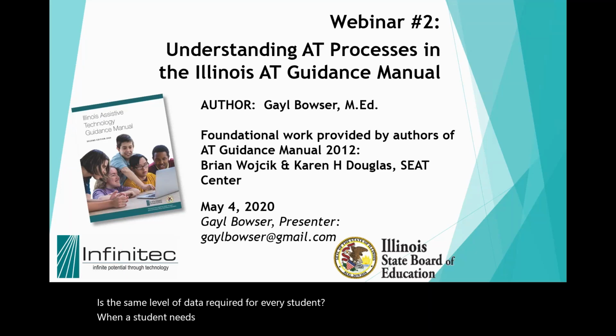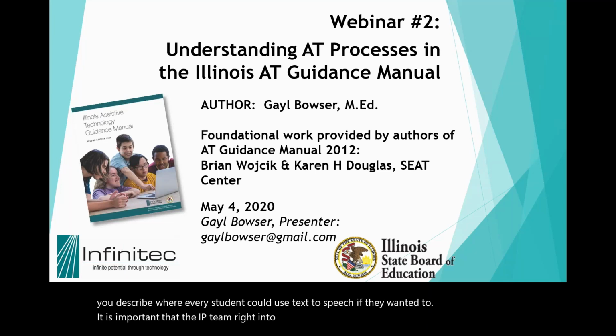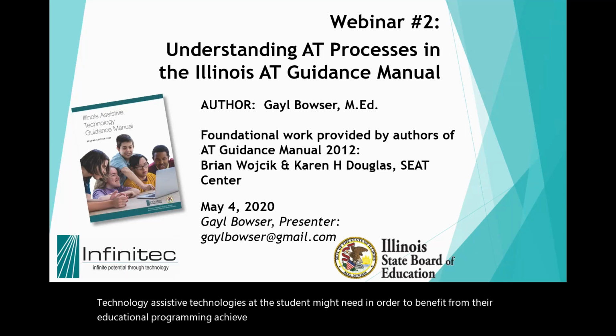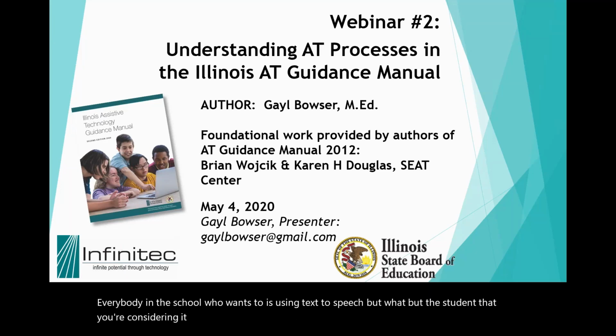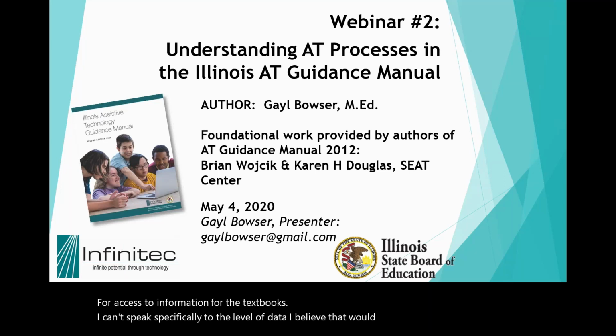When a student needs assistive technology, even though they're in an environment like the one you described where every student could use text-to-speech if they wanted to, it is important that the IEP team write into the IEP any assistive technology that the student might need in order to benefit from their educational program and achieve goals. So if everybody in the school who wants to is using text-to-speech, but the student that you're considering it for must have it in order to have access to their textbooks, then that needs to be written into the IEP itself. And the consideration statement would say, yes, the student needs it for access to information for their textbooks. I can't speak specifically to the level of data. I believe that would be different for every student.